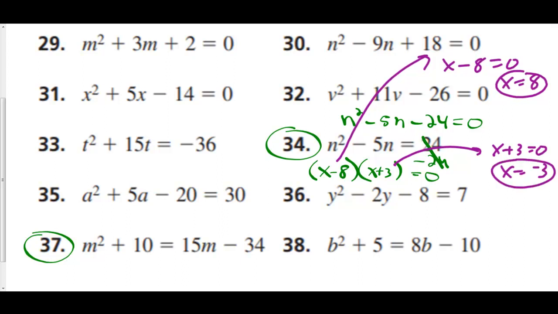And what's cool about that is you can plug them back into the original equation right here. You can plug them back into this equation. I want to make that very clear that you can do that.